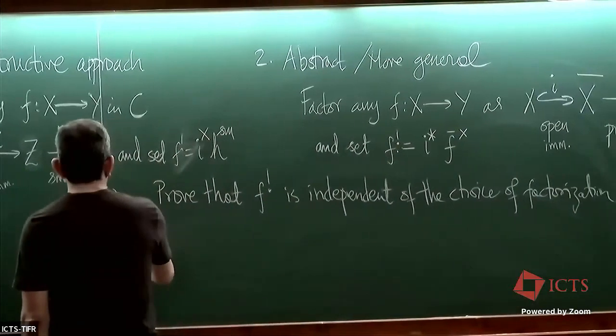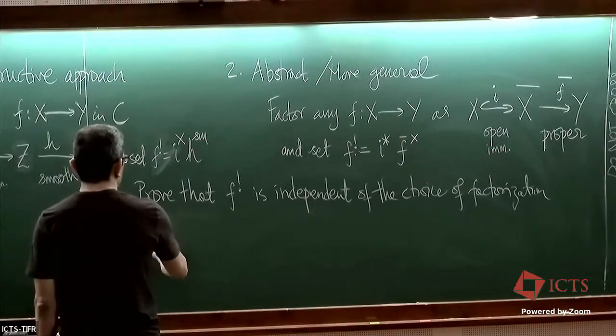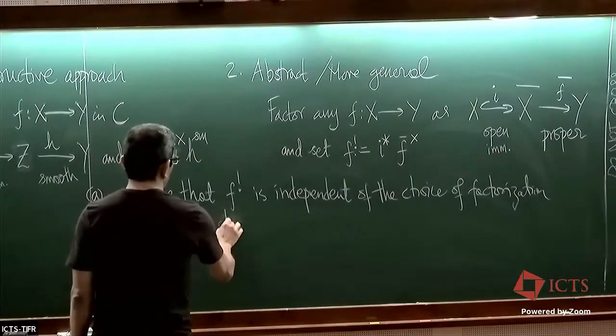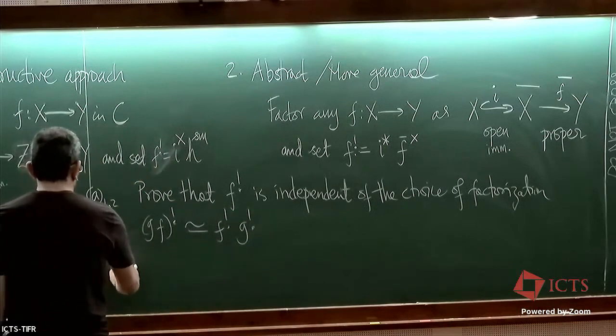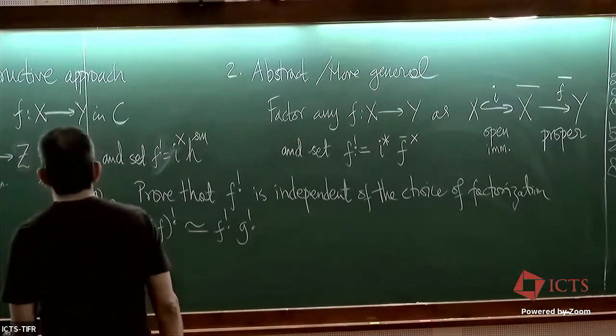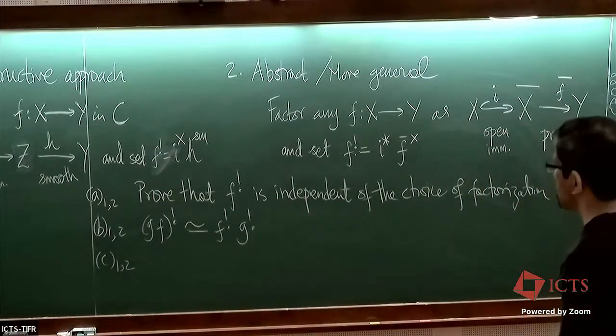Second, we must prove that something like this. Third, and that is actually the most crucial question: why does there exist such a factorization?